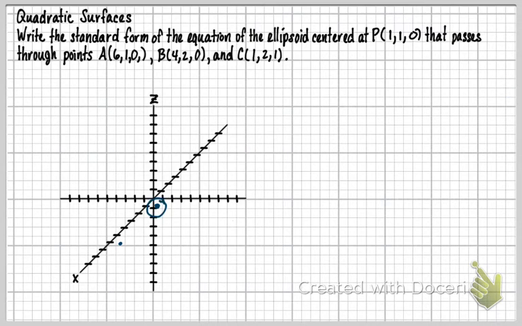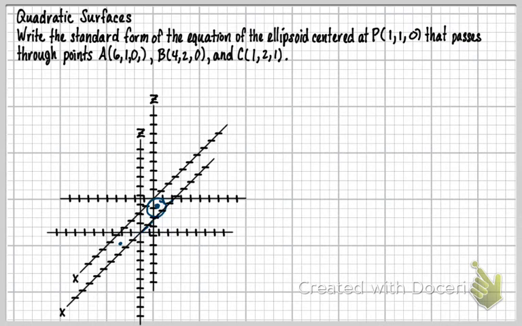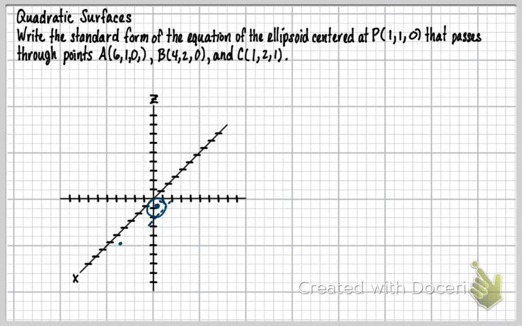And then my next point is going to be 4, 2, 0. So 1, 2, 3, 4. And 2. So that 2 would put me about there. And the 4 would put me here. So I would be about there, guys. So there's my other point. So this is my point P.